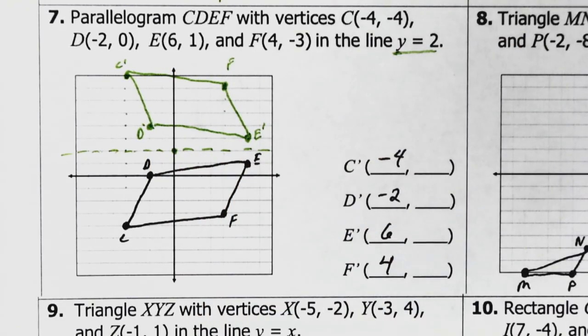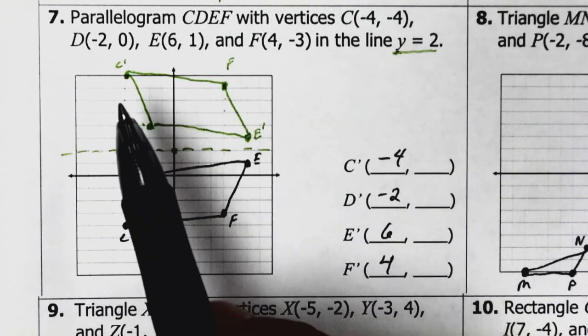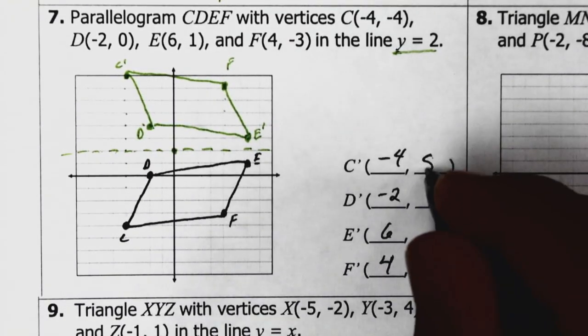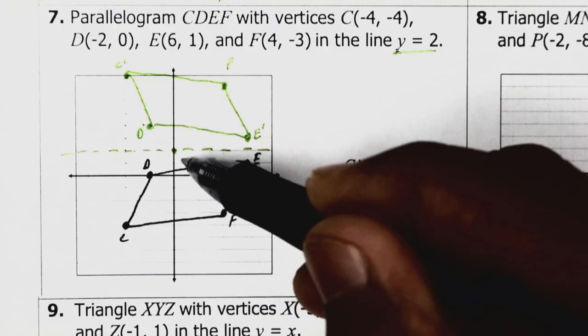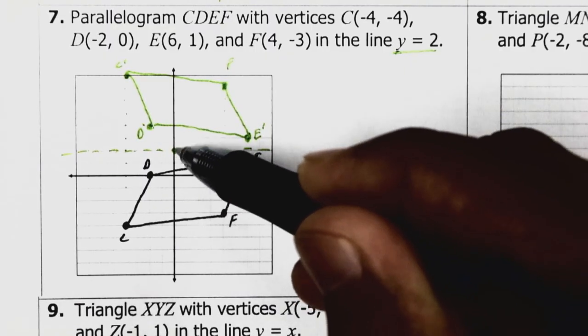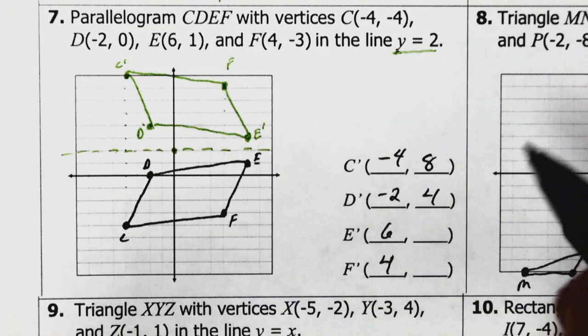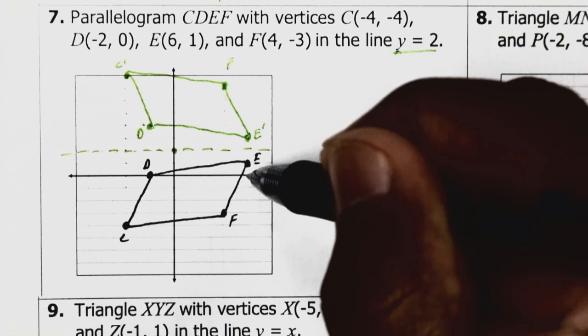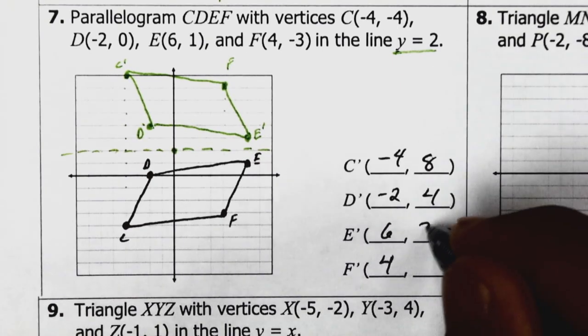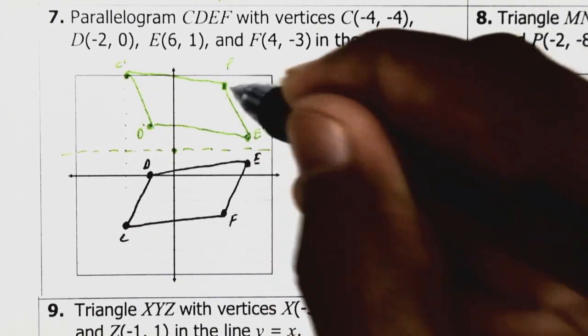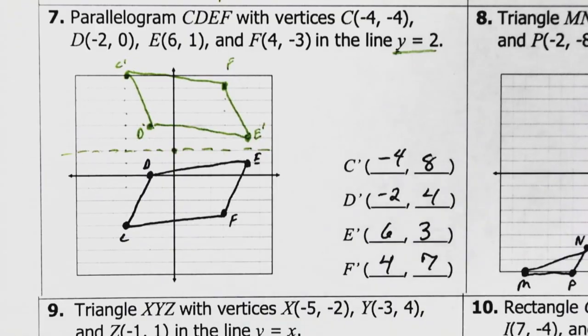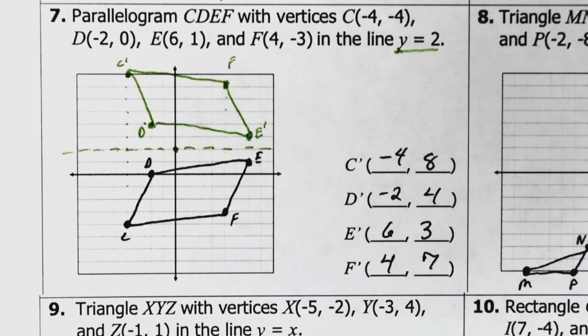And there's your reflection. So all we have to do is get the y coordinates. So let's start with C. C is at 8. D is at 1, 2, 3, 4. E is at 1, 2, 3. And F is at 7. And there are your coordinates.